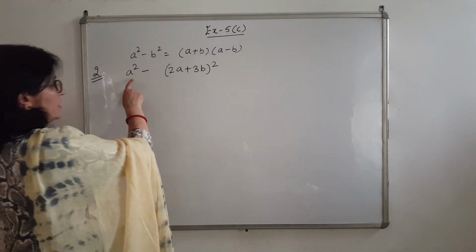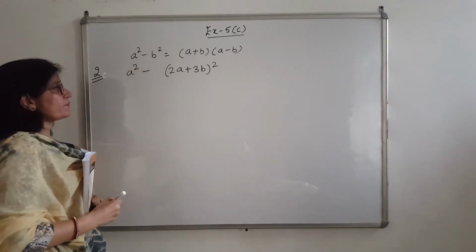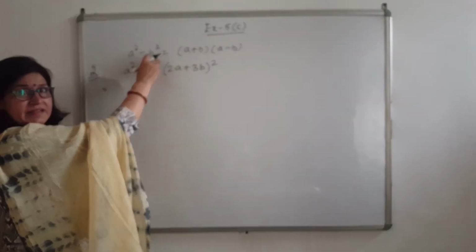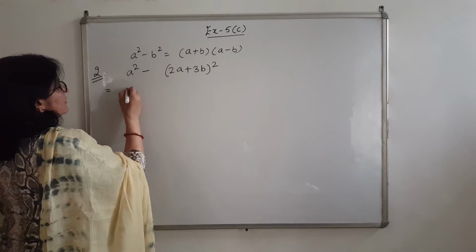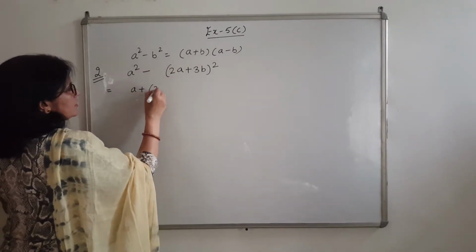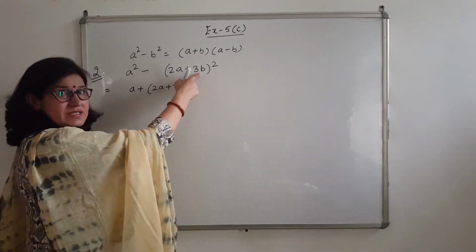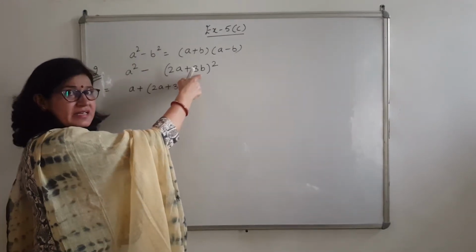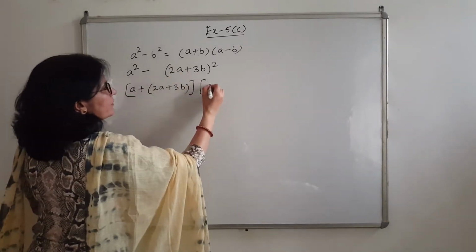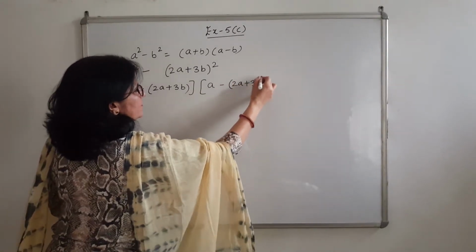Second question, a square minus (2a plus 3b) whole square. So what we will do? We use the same identity here. First we will take the sum of the terms: a plus (2a plus 3b). We will take it in the bracket because there are two terms in this bracket, but we will consider it as one term. The second factor is the difference of the terms: a minus (2a plus 3b).